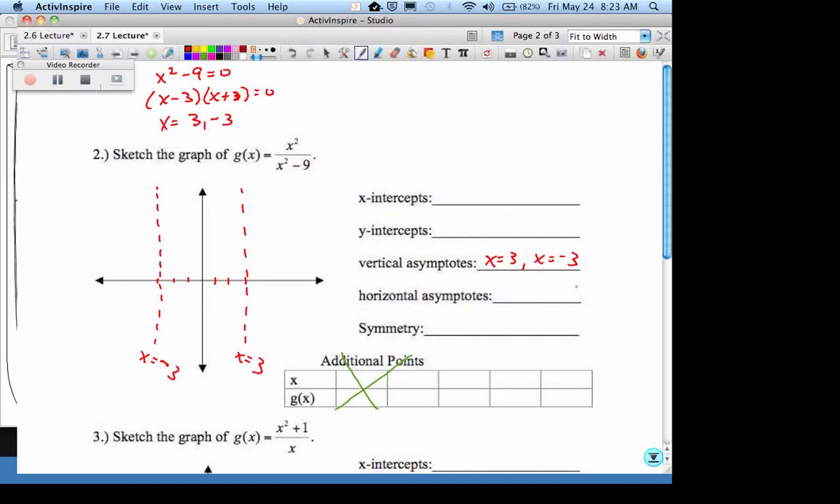Horizontal asymptote. What's the degree on top? Second on the bottom. What do you do? Leading coefficient. Slant asymptote? No. Leading coefficient rule. They're both equal, so that's a 1 and a 1. So my horizontal would be at y equals 1. So go up 1.